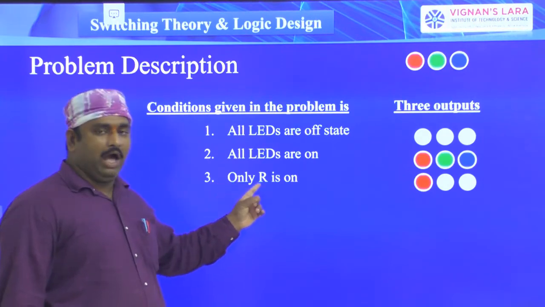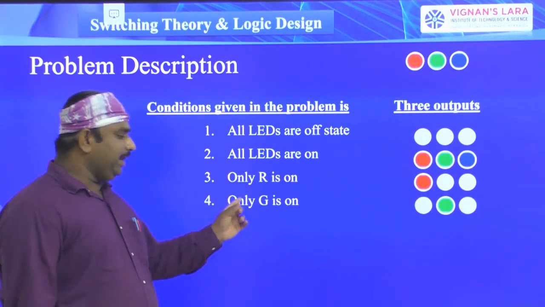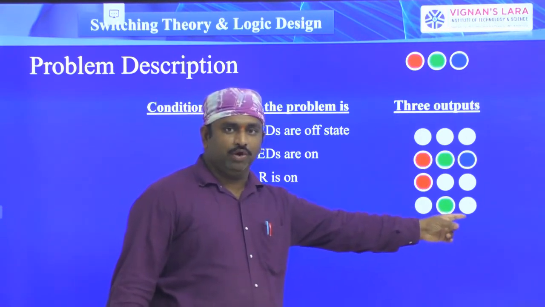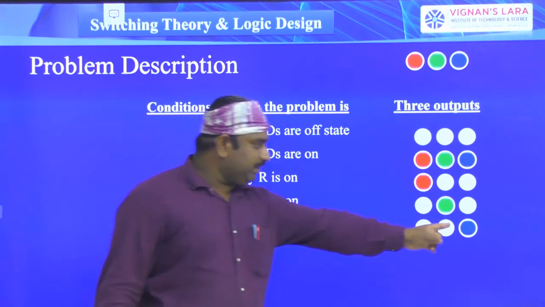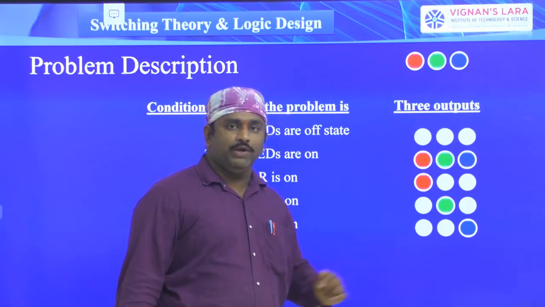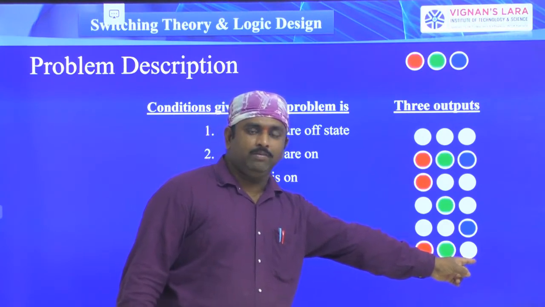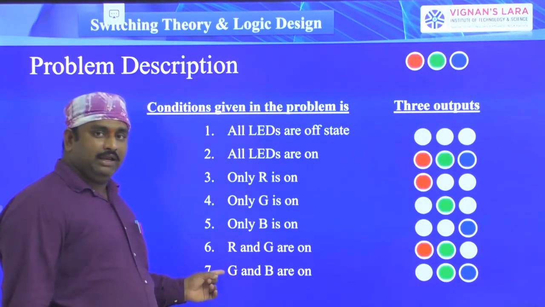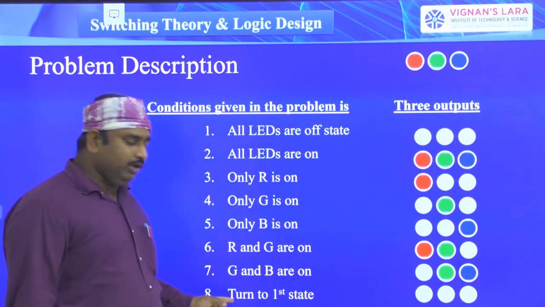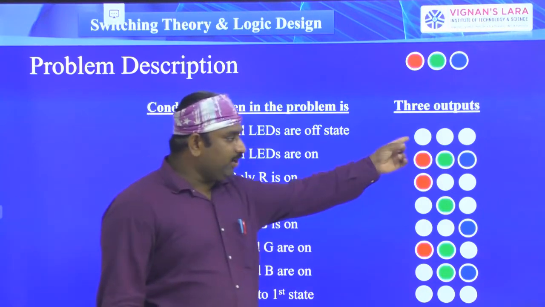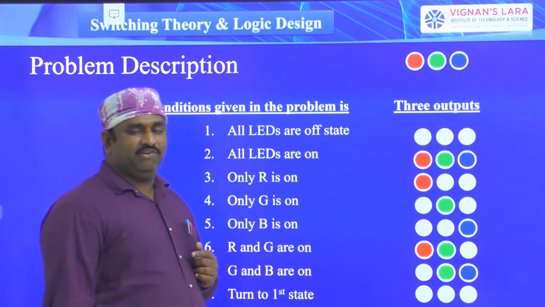Next, only R goes on, that is, the red color LED is on. Next condition, only green is on and the remaining 2 are in the off state. Next, only blue is on, and the remaining 2 are off. Next, red and green are on and blue is off. Next, green and blue are on and red is off. Next, the last condition, turn it into the first state. What is the first state? All the LEDs are off. The same state I have represented here. So this is the given problem.